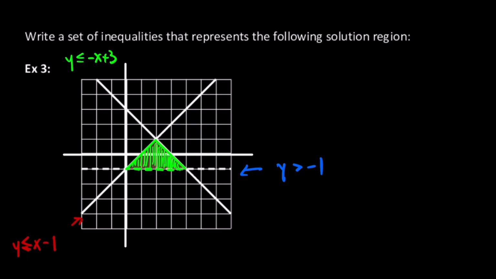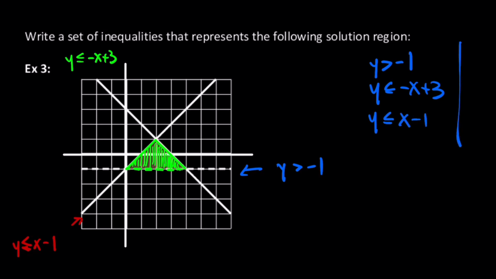So your solution is you have to write all those as one system. It doesn't really matter what order. So I'll start with y is greater than -1. Y is less than or equal to -x plus 3. And then the other one, y is less than or equal to x minus 1. Okay, and that represents the system of inequalities that will give us this solution region. Notice the bottom is dashed.